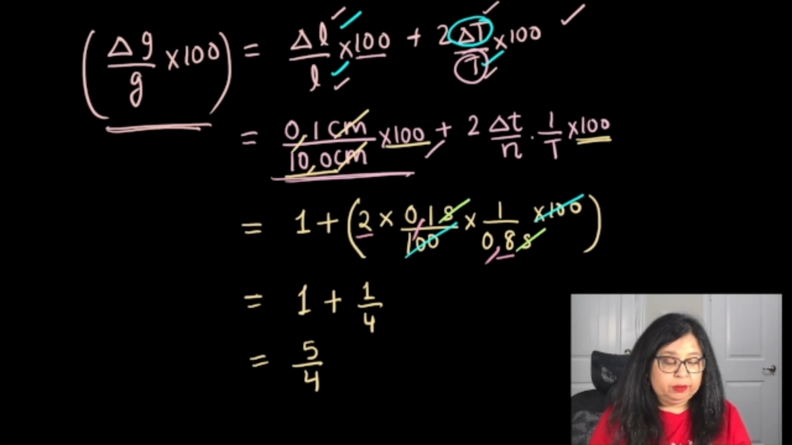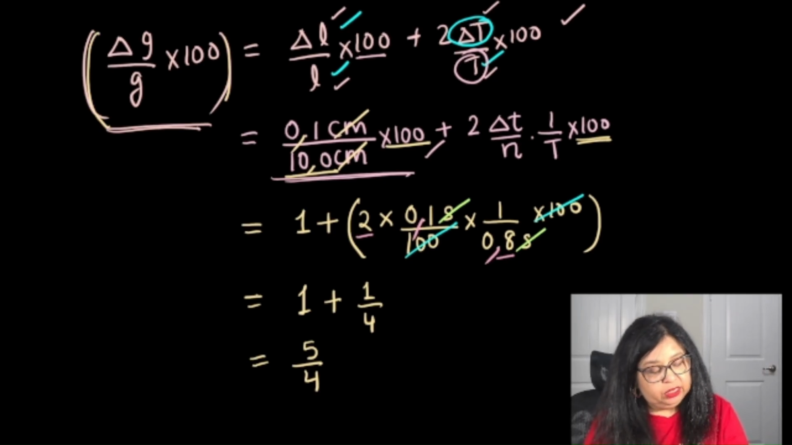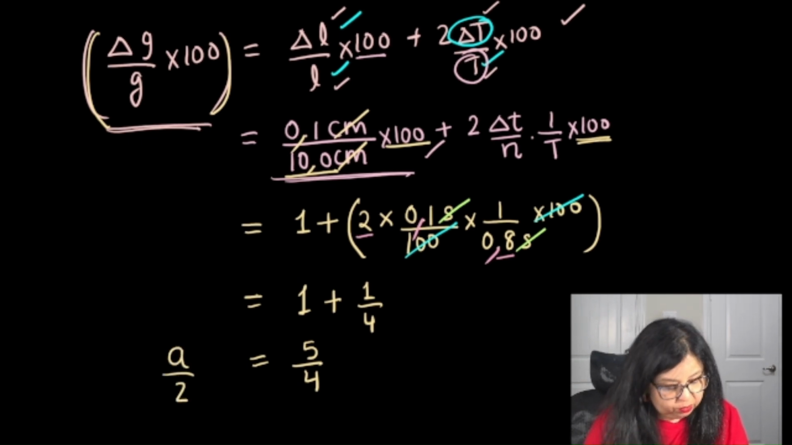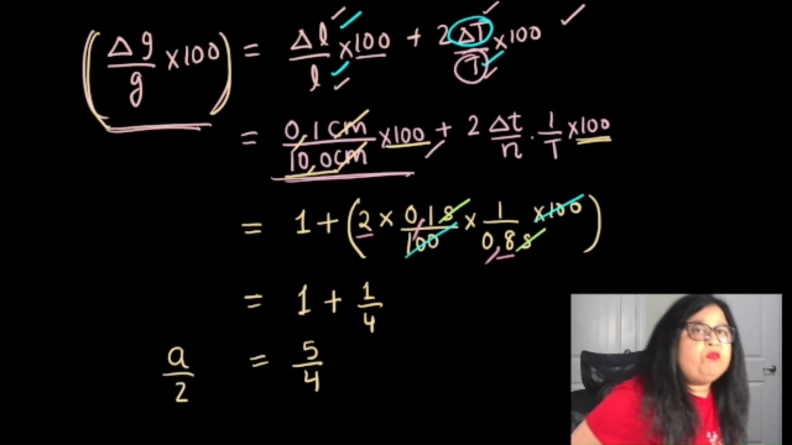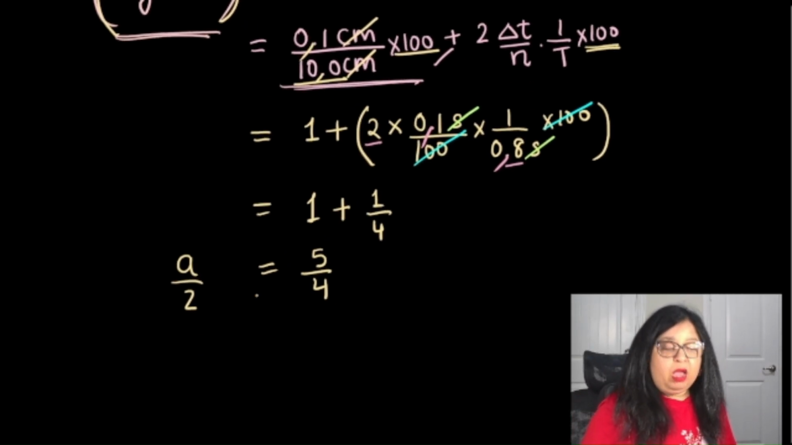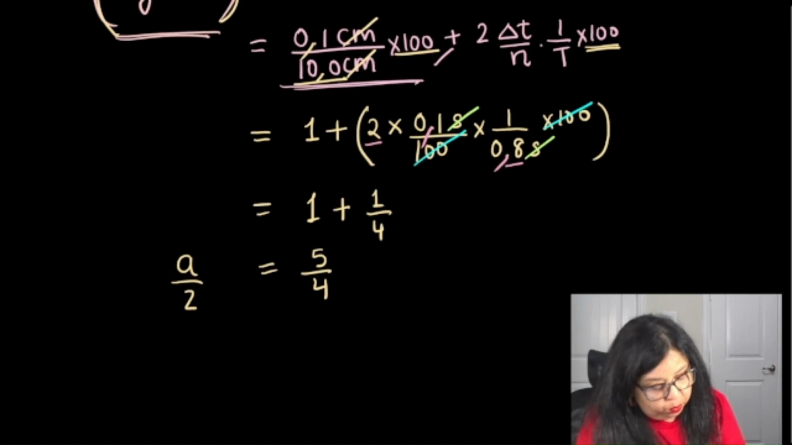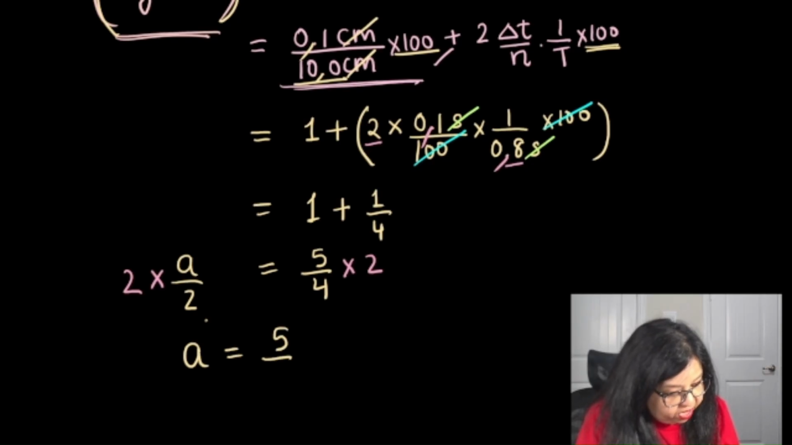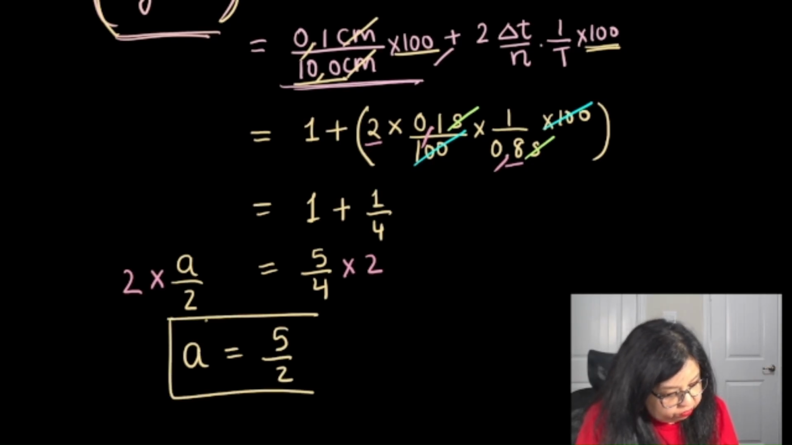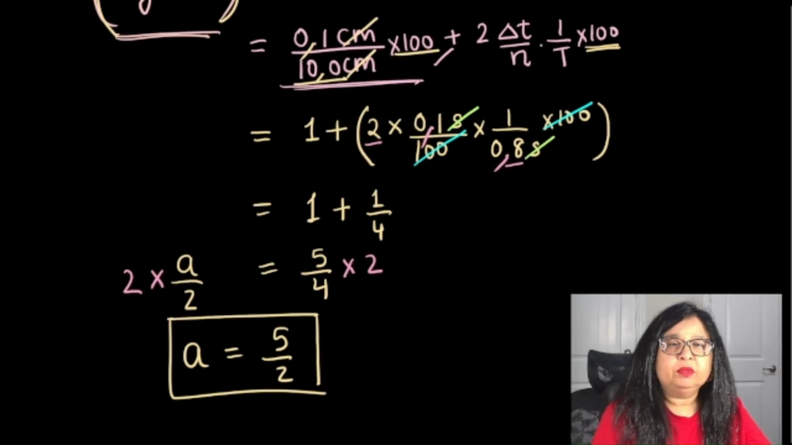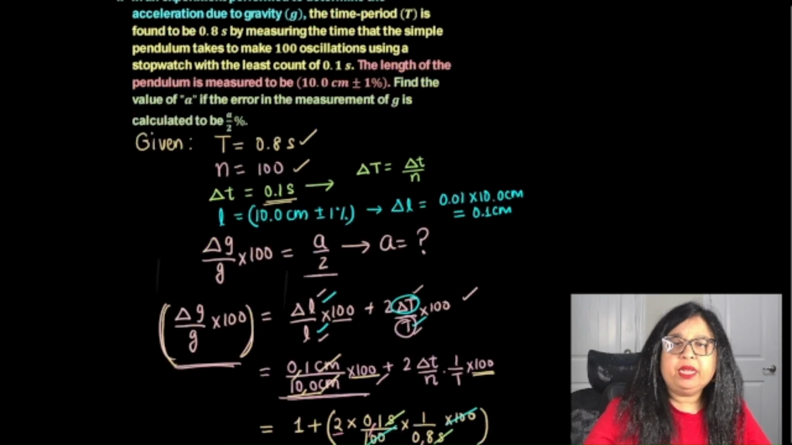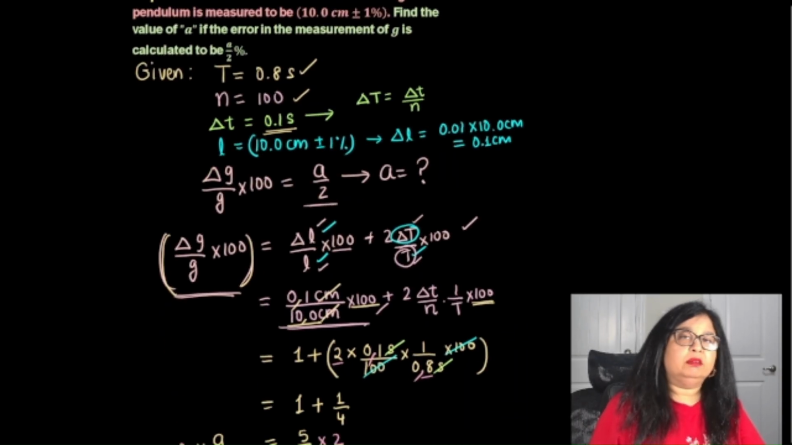Now we're told that delta G over G times 100 is equal to what? A over 2. So A over 2 equals 5 over 4. From here now, go ahead and multiply both sides of this equation by 2. What does this give you? This gives you A equals 5 over 2. Here's your answer. Done.